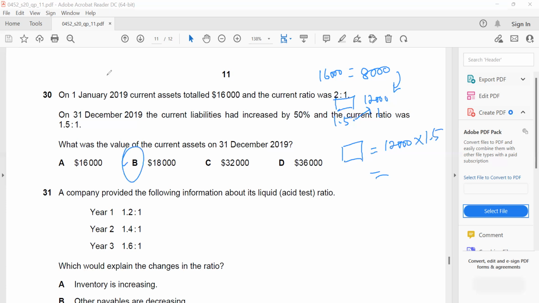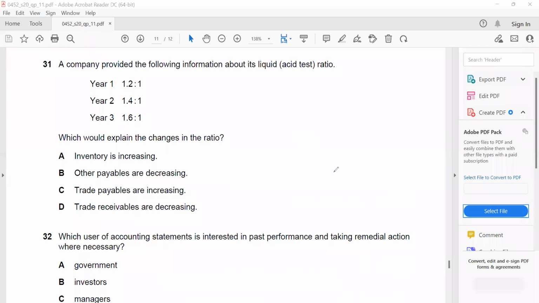Now let's move on. Question 31. A company provides the following information about the liquid ratio. The liquid ratio keeps getting better and better, which will explain the change in the ratio. The liquid ratio does not include the inventory, so we don't talk about inventory. Why can this one be better? Your current assets must increase or current liability decrease. So which one can fulfill this? Other payable decrease, so this one decreases. Trade payable increase? No. Trade receivable decrease? No. So the answer should be B.